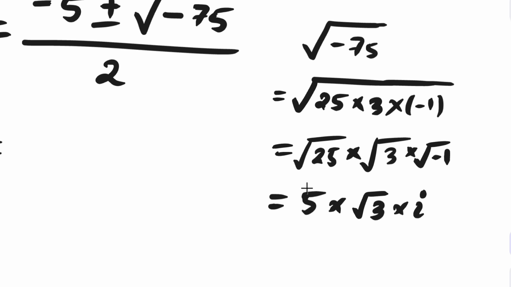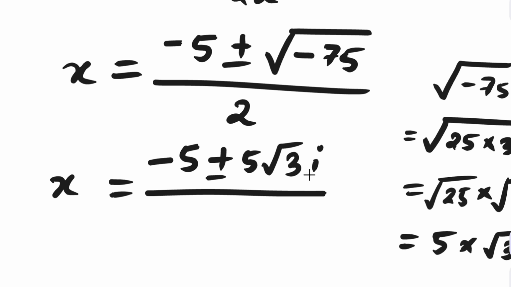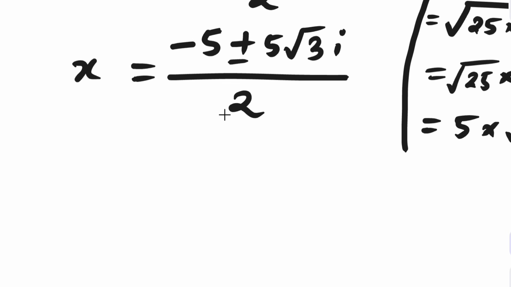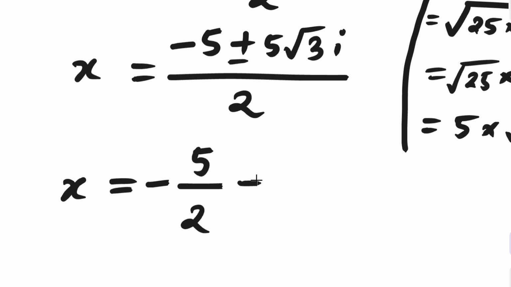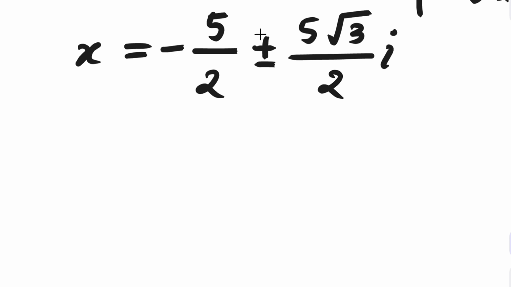Now let's substitute that back into our formula. So x equals negative 5 plus or minus 5 square root of 3 i, all divided by 2. And if we want to write this more clearly by separating the real part and the imaginary part, we get x equals negative 5 over 2 plus or minus 5 square root of 3 over 2 multiplied by i. So now we have our 2 complex roots.